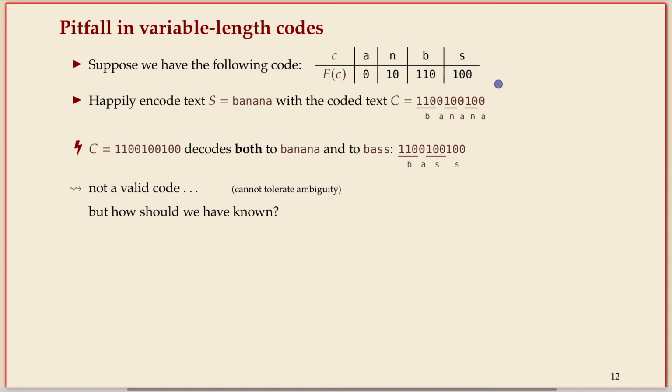But if I just showed you this code and asked you, is this code good or not? It might not have been completely obvious that it is flawed. In this example, of course, it's clear, but how can we avoid creating codes that have this ambiguity? We can't tolerate this. It's not a way we can live with. We want to be able to reconstruct the source text exactly. In general, this is relatively hard, but there's a simple sufficient condition.